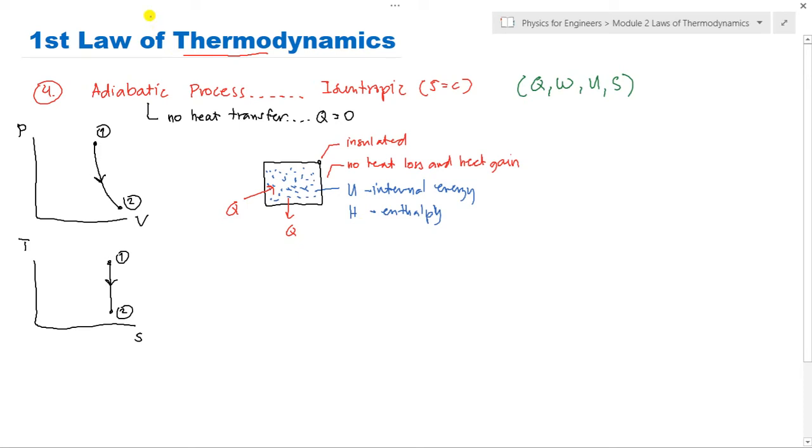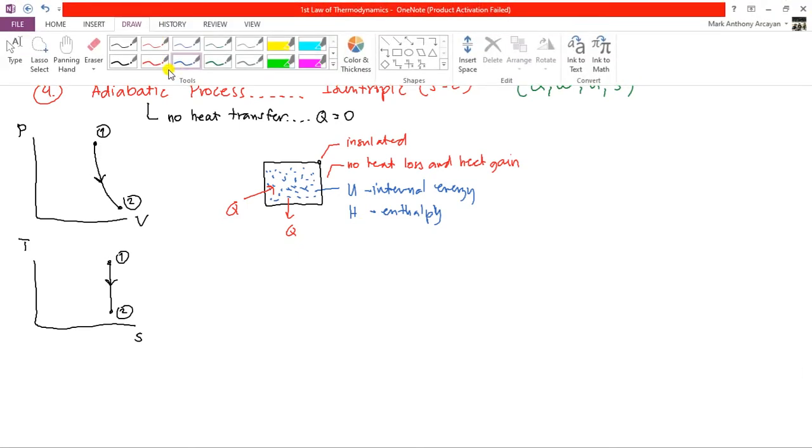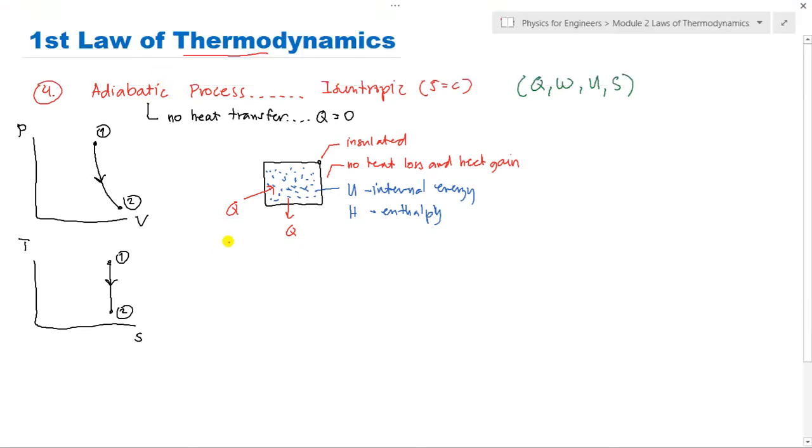So let's start with the work for an adiabatic process. To derive this, let's start with the sample of air as the working substance. For other gases, the process would be polytropic because their values are different.